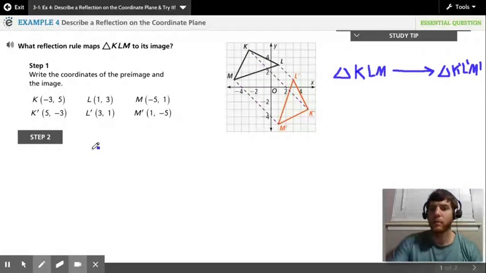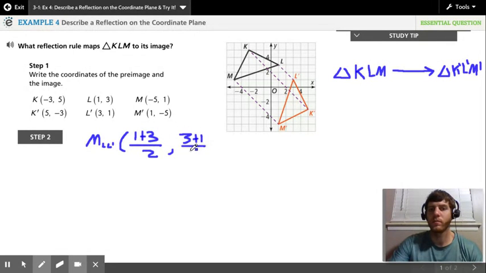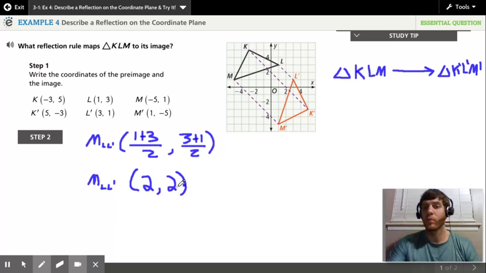If we remember, our midpoint formula is x1 plus x2 divided by 2, and then y1 plus y2 divided by 2. So we're simply finding the midpoint of L and L prime here. Okay, so x1 plus x2 divided by 2, that's 1 plus 3 divided by 2. And for your y value, again, you're going to have 3 plus 1 divided by 2. So the midpoint of L and L prime is going to be 4 divided by 2 is 2, and 4 divided by 2 is 2. So that's one point on our line of reflection, (2, 2).